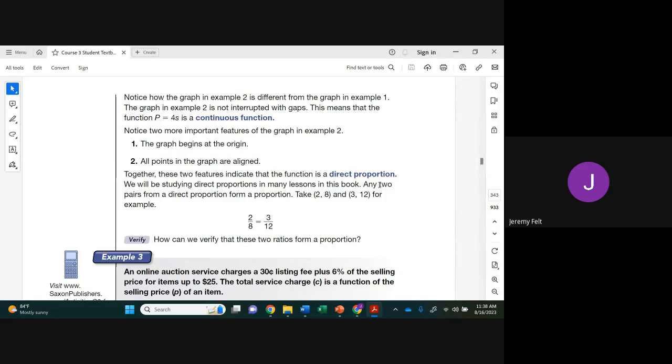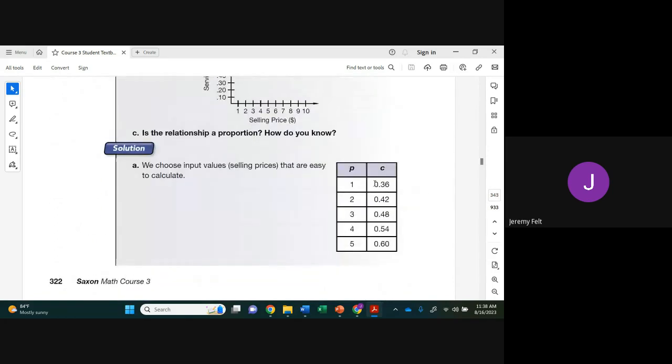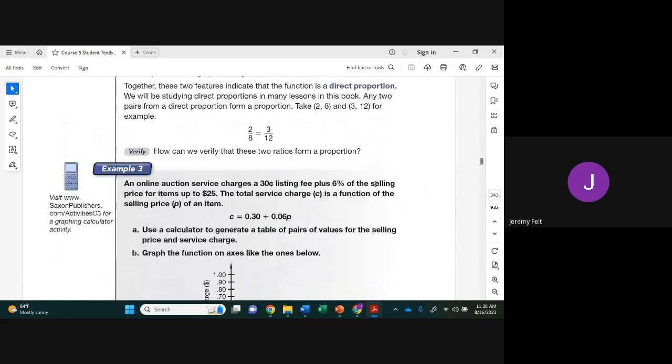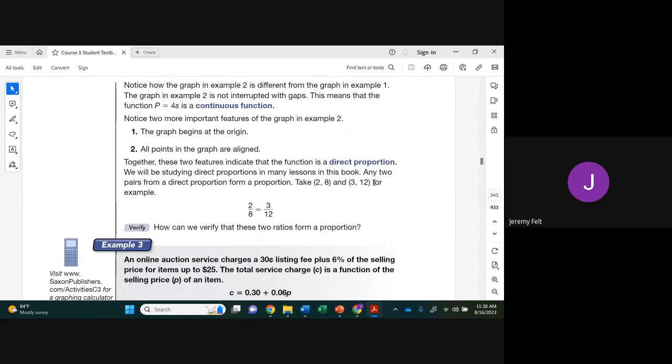Some other terms that we have. Okay, a continuous function. Notice example 2 is different from graph 1. The graph in example 2 is not interrupted with gaps. This means it's a continuous function. So the first one, the parking lot example, they didn't charge us every minute. It was every hour, and it was a set $2. So even if we went 1 minute into the next hour, we got charged for the full hour. So it was just dots along the graph. Whereas the 4S graph was all connected, so it would be a continuous function. There's no breaks in it.